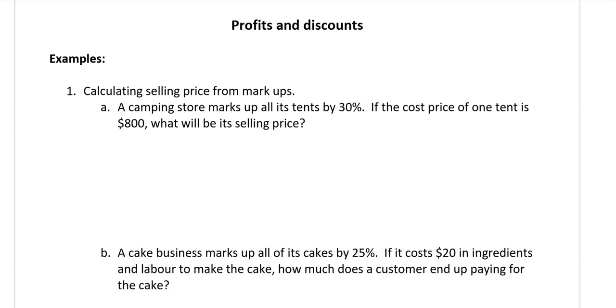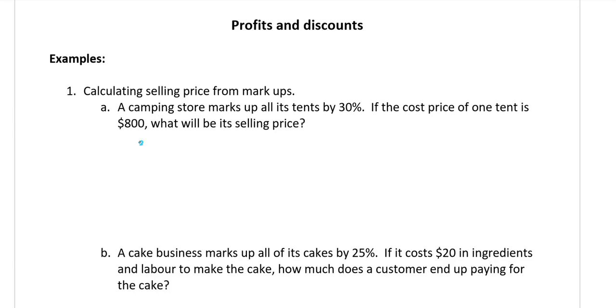So question 1, you'll find the selling price on the markups. It says that a pet store marks up all of its tents by 30%. If the cost price of one tent is $800, what is its selling price? We've done this stuff before. It sounds a bit wordier, but this is the same as an increasing question. I need to find 30% of the 800 and then add it on to find the new price.